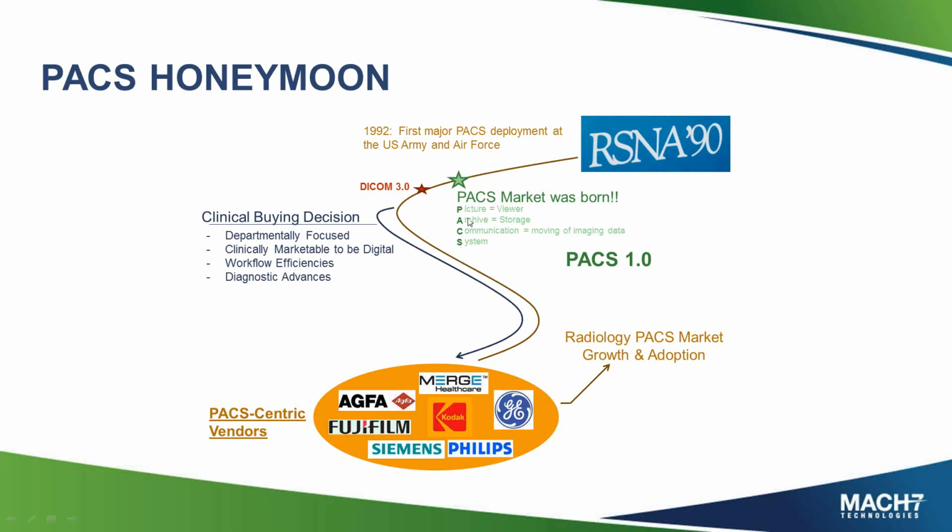What is a PACS? It's a picture archive communication system. The picture being the viewer, the archive being how we store it, communication being how we move those images around. Those first PACS systems were installed in the early 90s. They're primarily purchased based on clinical buying decisions. As a radiologist, I had a preference for this particular vendor because it had the right tools for me to diagnose the patient, and those buying decisions ran throughout the 90s. This really gave birth to that PACS 1.0.